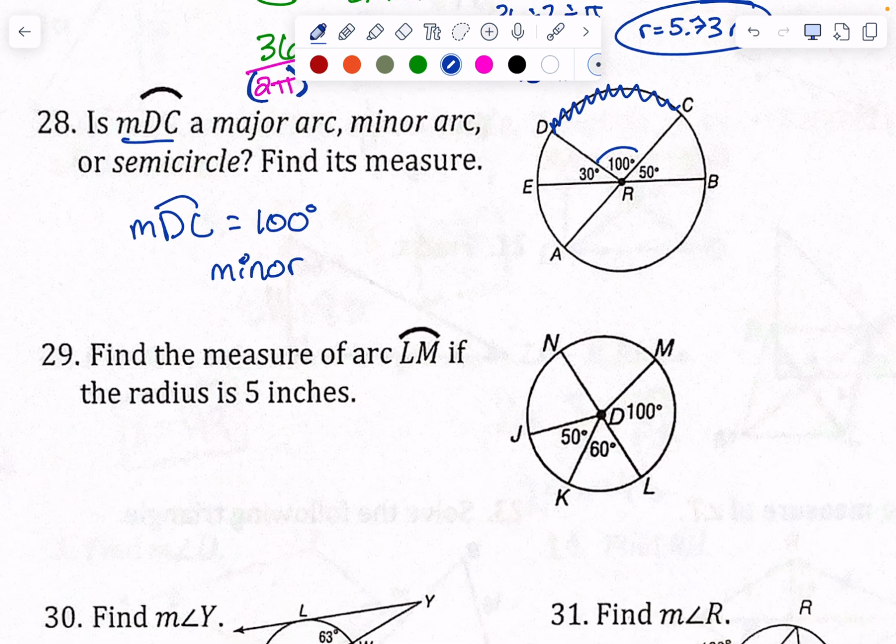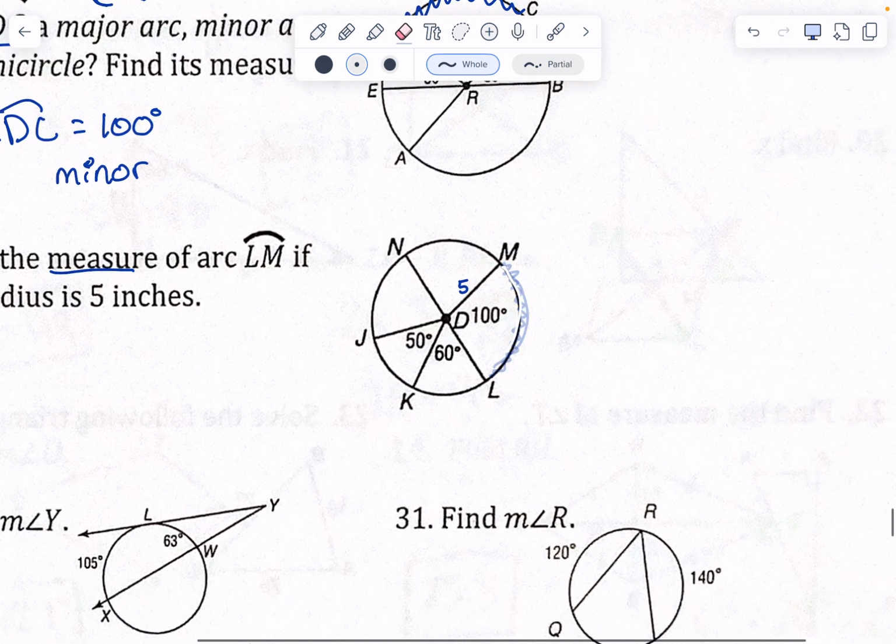Okay, now we're talking about the measure of an arc in inches, the actual length of it, right? So LM, even though that's 100 degrees, I want to know how long that is if the radius is 5. Does this arc look longer than 5 or shorter than 5, just by looking at distance? It looks longer, right? So I'm going to guess maybe 7 or 8. Okay, if we're talking this length right here, that has to do with circumference. How do you find circumference?